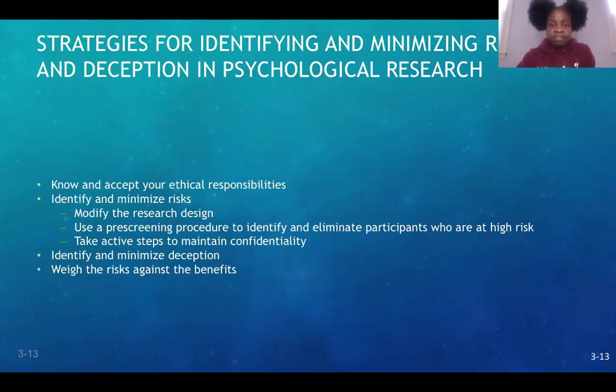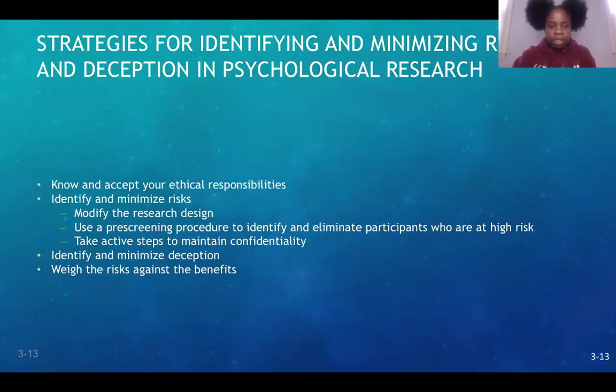Once the risks are identified, one can often reduce or even sometimes eliminate many of them. One way is to modify the research design, change it up, okay? The second way to minimize risk is to use a pre-screening procedure to identify and eliminate participants who are at high risk. This can be done through informed consent processes. Pre-screening can also involve collecting data to identify and also eliminate at-risk participants, sensitive populations, etc.